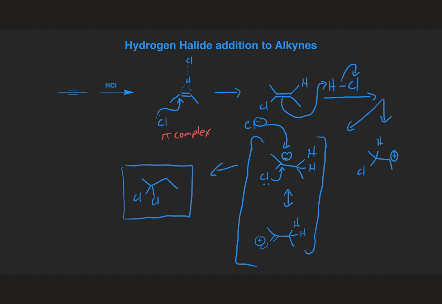And so when you add HCl to an alkyne, if it's an internal alkyne, the first addition is not selective. Here, this Cl minus could have attacked either carbon. That first addition is not selective. However, once you put one Cl on that alkyne to form this alkene, the next addition is selective. You're going to form a gem disubstituted or gem dichloro compound, as shown here.